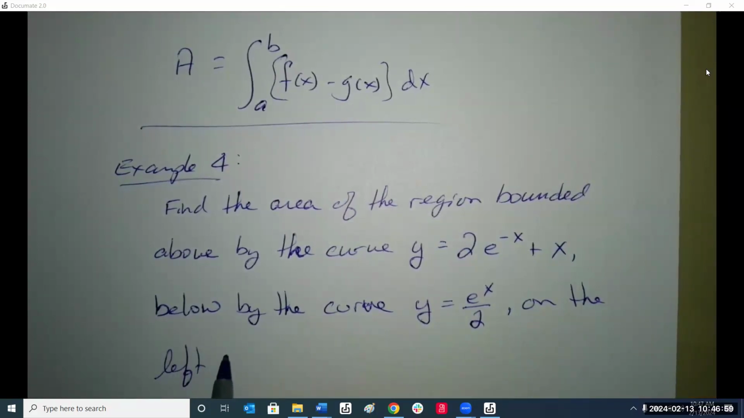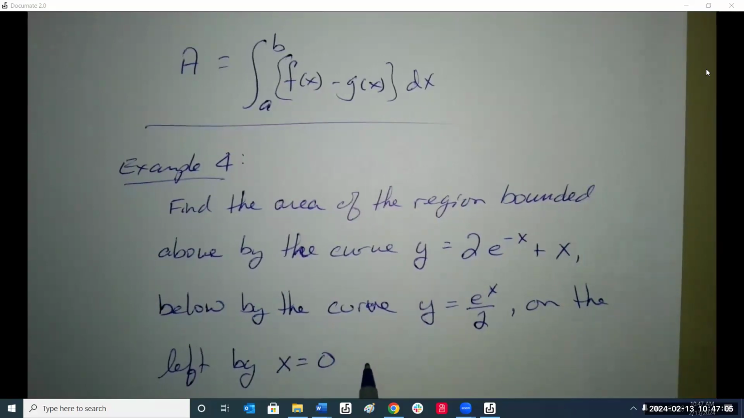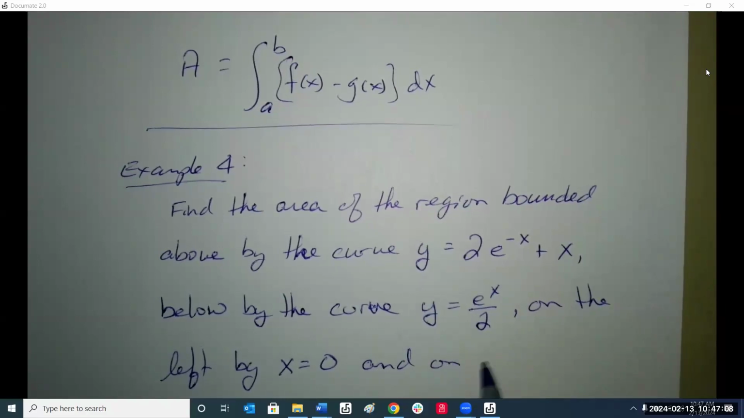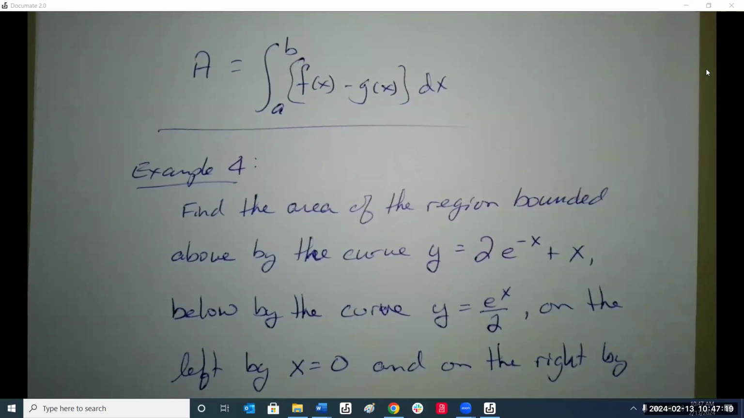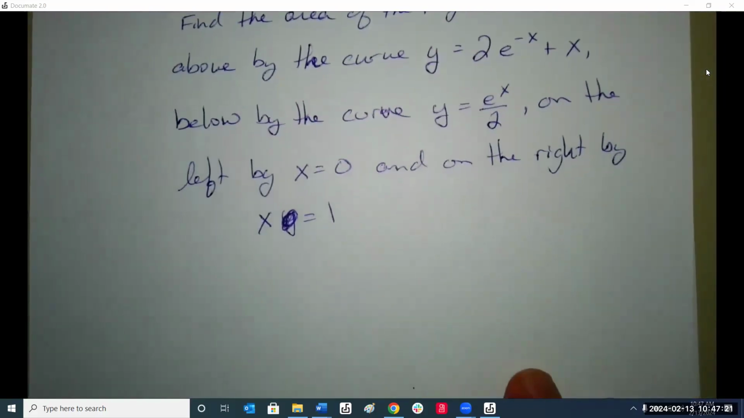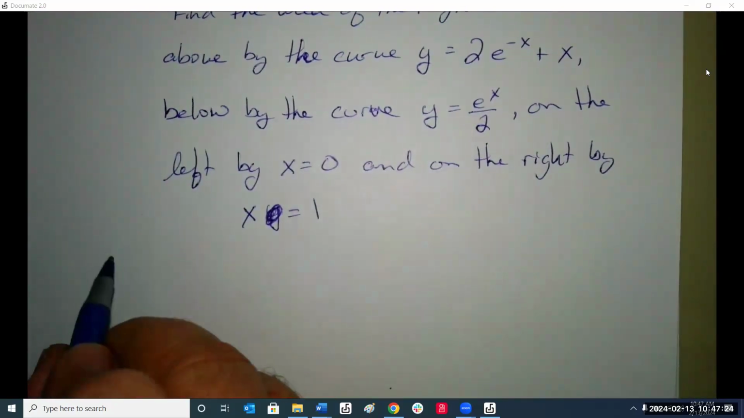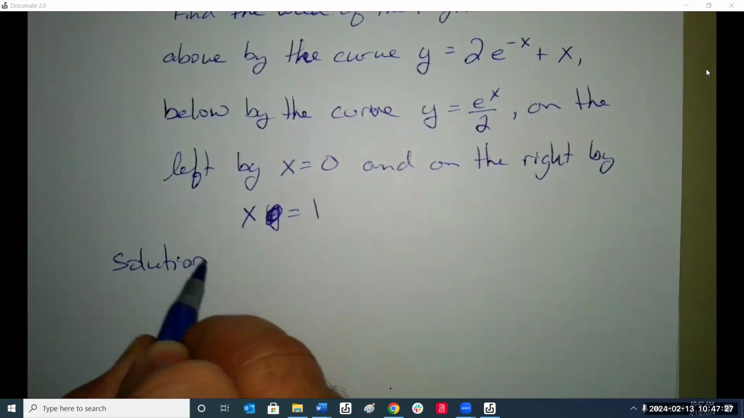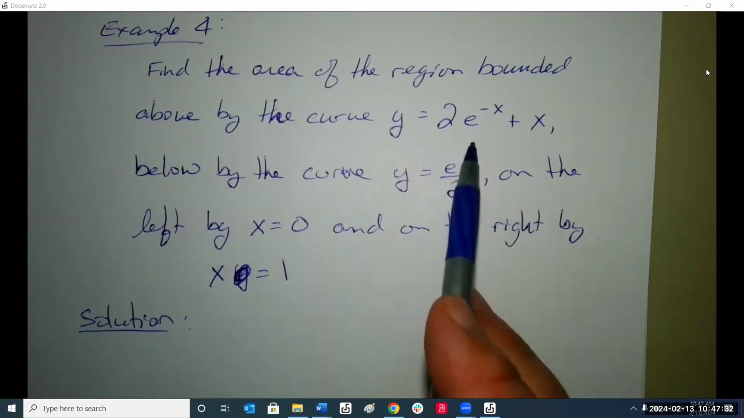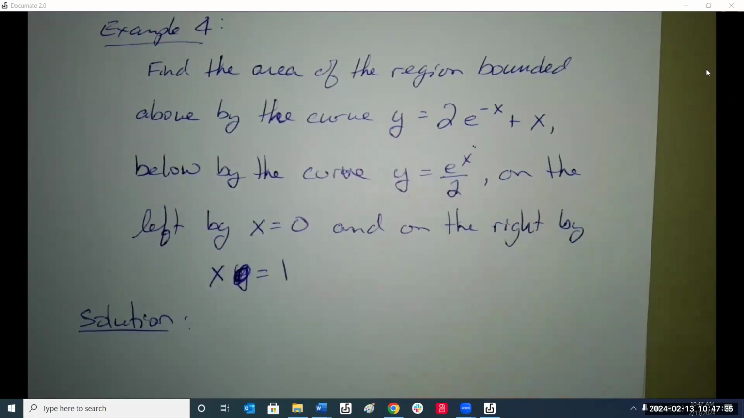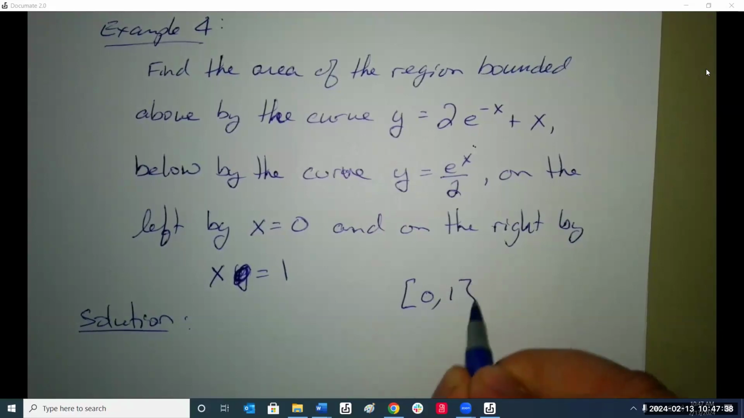on the left by the vertical line x equals 0, and on the right by the vertical line x equals 1. Find the area of the region bounded by this function and this function on the closed interval of 0 to 1.